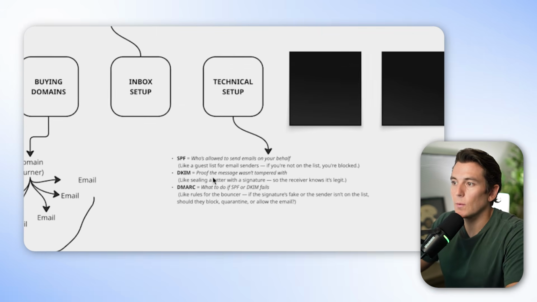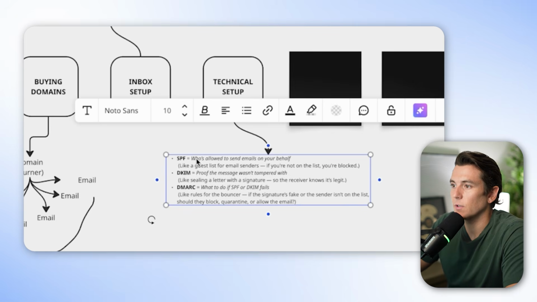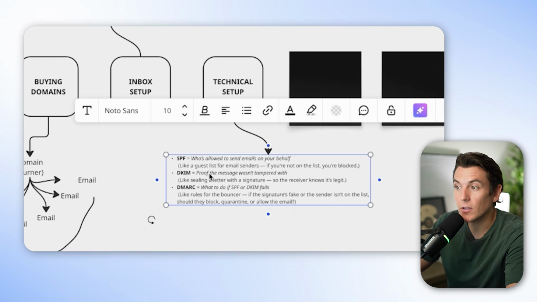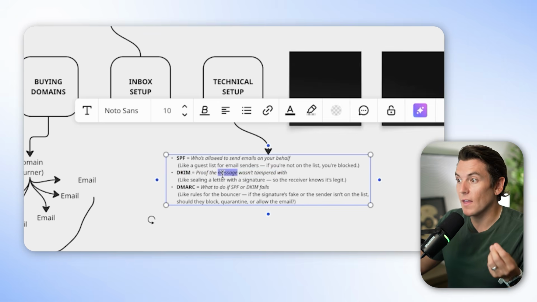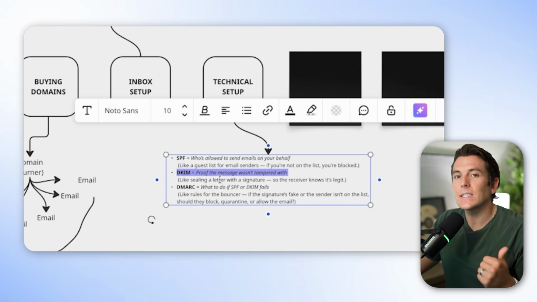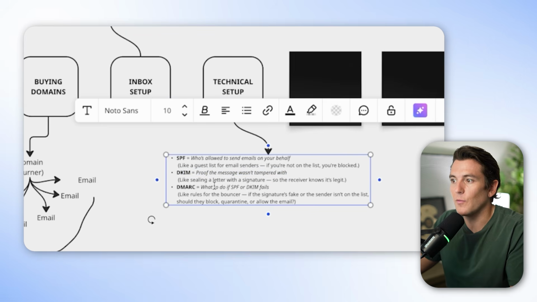So the 3 records that we really need to make sure we're set up with are, first, the SPF records, which basically indicate who's allowed to send emails. And if you're not on the list, then you're going to be blocked. Next is the DKIM records, which is basically proof that the message wasn't tampered with. And lastly is the DMARC records, which is what to do if the SPF and the DKIM fail. And again, if you don't have these set up properly, you are not going to land in the inbox, and all of your time and effort is going to be wasted.